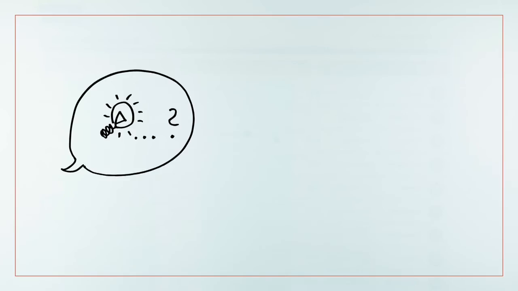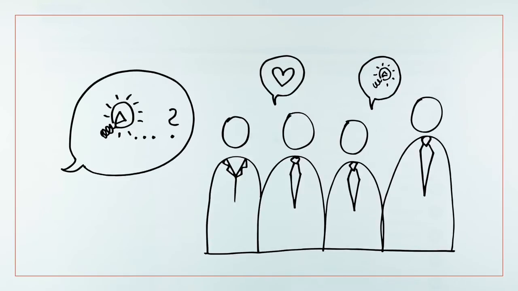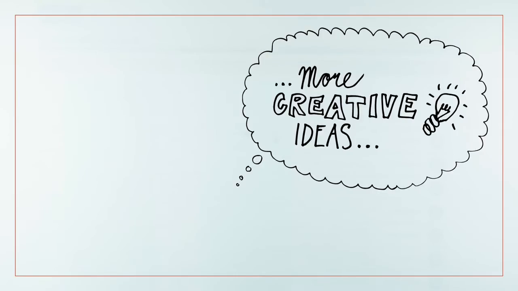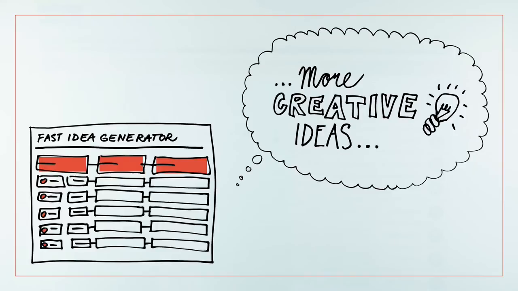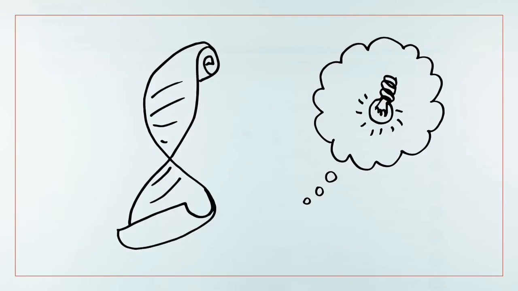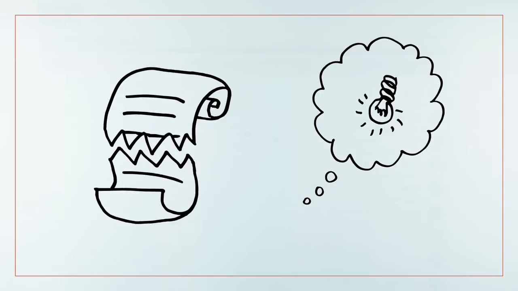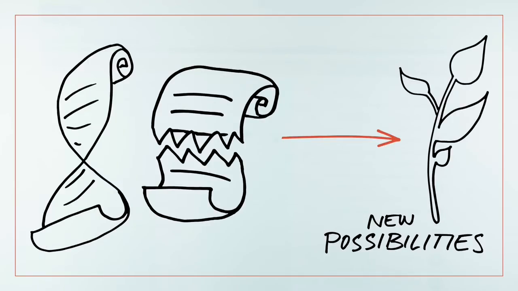It is helpful to bounce ideas off of friends and colleagues, but another really useful way to come up with more creative ideas is to use the Fast Idea Generator. It's a framework designed to help you think differently by bending and breaking the conventional rules to generate new possibilities.